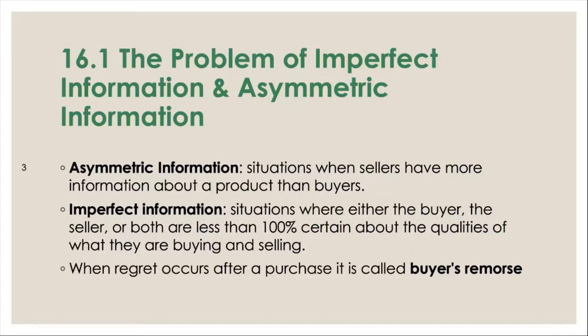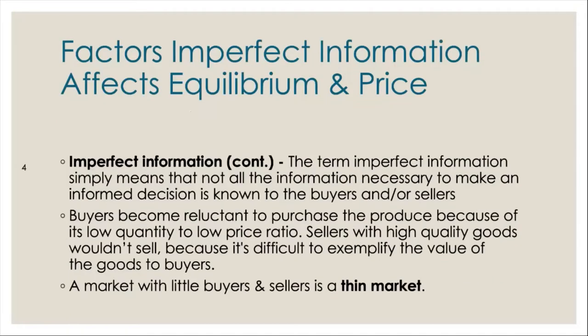This is a type of imperfect information: situations where the buyer, the seller, or both have less than 100% certainty about the quality of what they're buying and selling. When you have a sense of doubt about what you're buying and selling and you regret it, we call this buyer's remorse. The factors of imperfect information affect equilibrium and price.